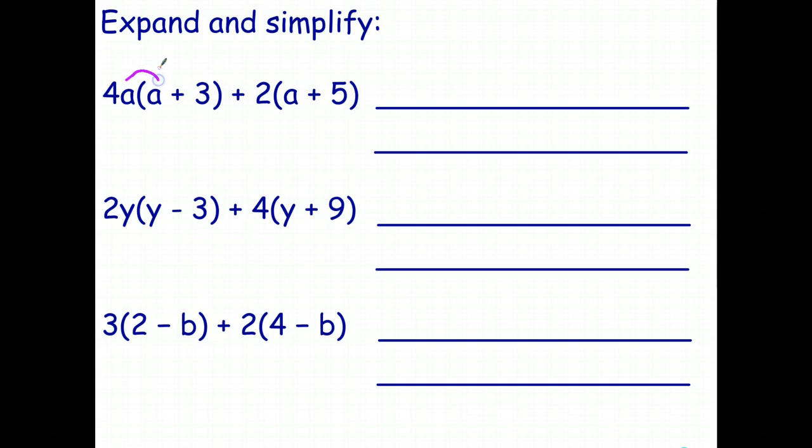So 4a times a is 4a squared, plus 4a times 3. 4 times 3 is 12, so that's 12a. Now we do the second term. 2 times a is 2a, plus 2 times 5 is 10.